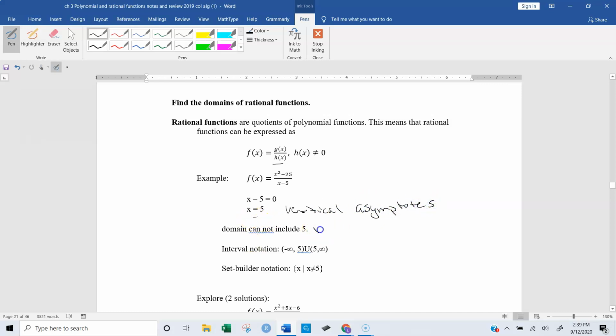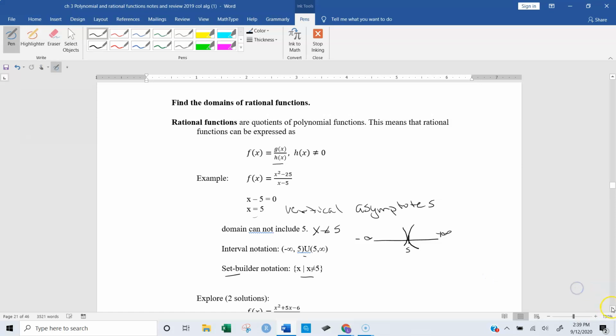So this truly means x cannot be equal to 5 because that makes it undefined. Interval notation. So if we're on a number line and we're at 5, that means I can go from negative infinity to 5, but I can't include 5. And then I can start at 5 and go to positive infinity. So that is literally what your interval notation looks like with a union sign in between. Set builder would just say it cannot be equal to 5.